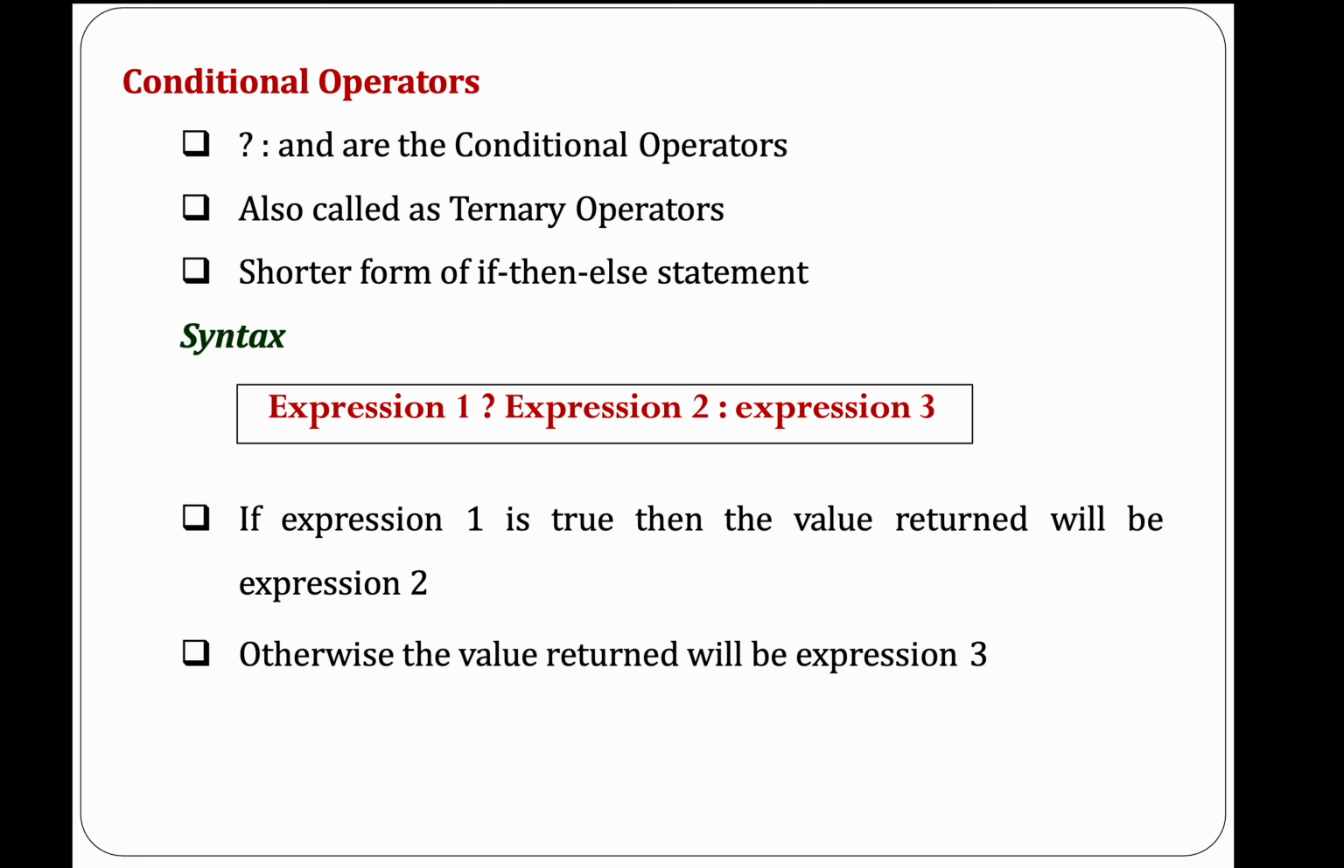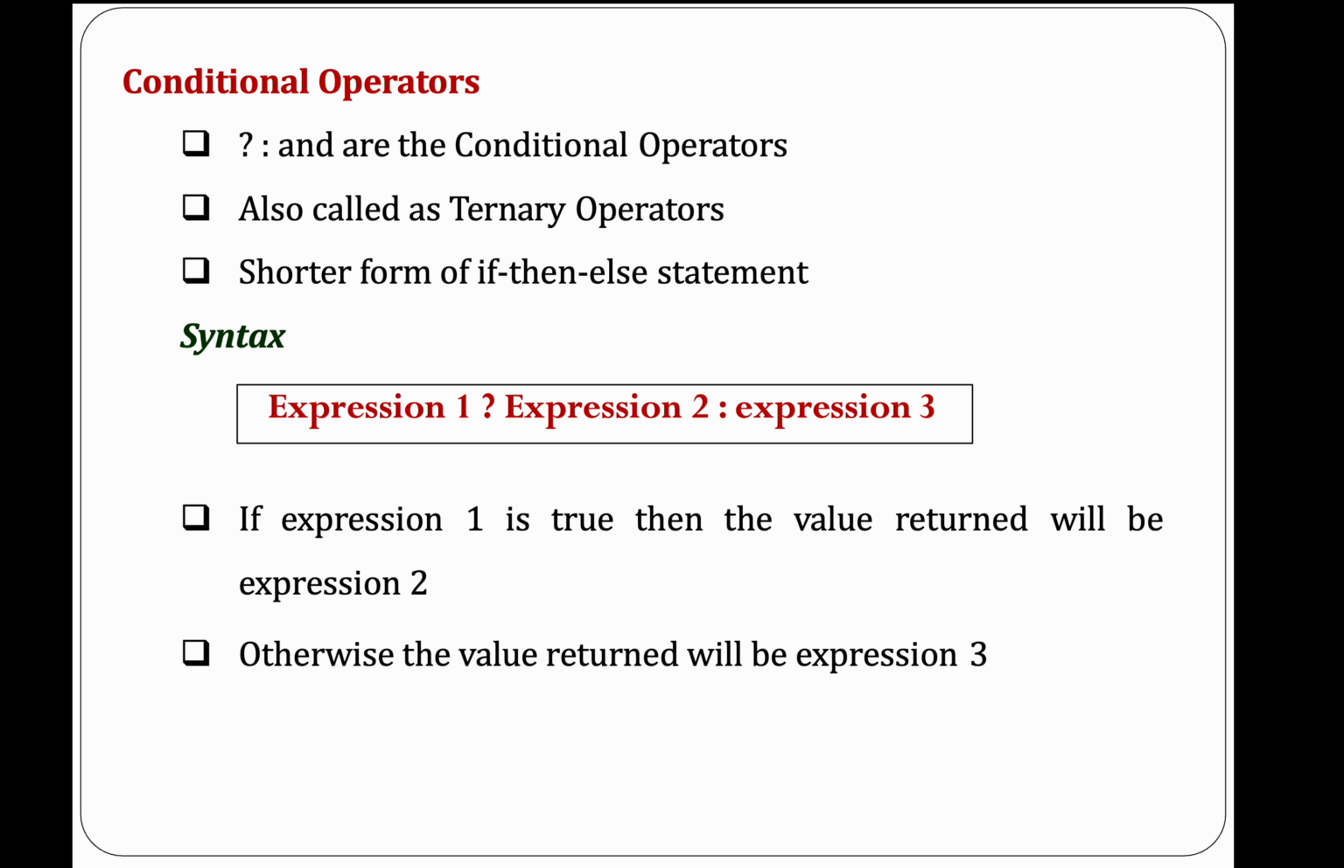And we could say it is a shorter form of the if-then-else statement. Those who are already aware of C programming might know what if-then-else is. But if you are new to the C programming language and you don't know what if-then-else is, then leave it as it is. But the other form of if-then-else, we can say, is the conditional operator.